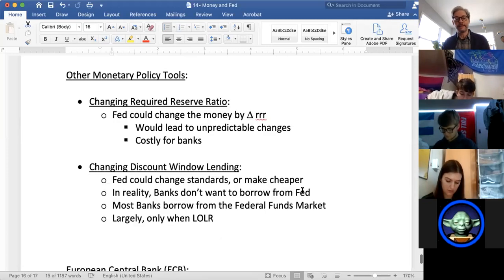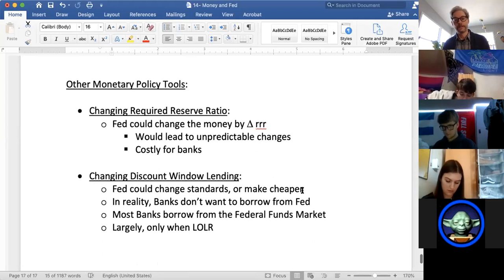The other way that the Fed could control the money supply is through discount lending, meaning lending to banks. So the Fed could do its business through just doing lending. Because where does the money for lending come from? The Fed just prints it up. However, as I said, in reality, this is not really the way that the Fed does business, in part because the Fed does not want to be the lender of first resort. The Fed wants to be the lender of last resort.